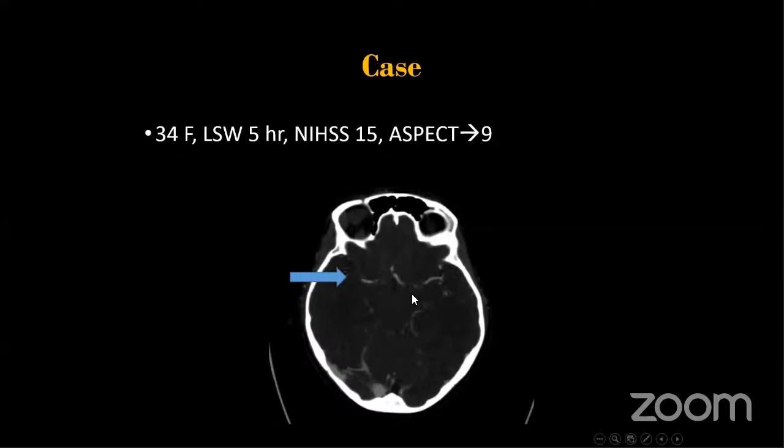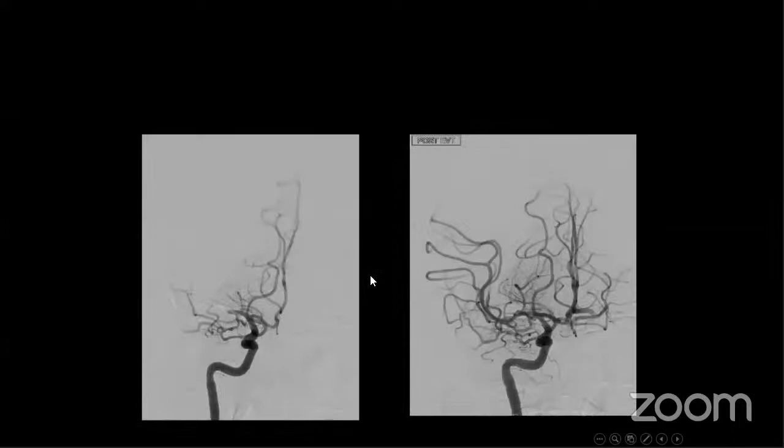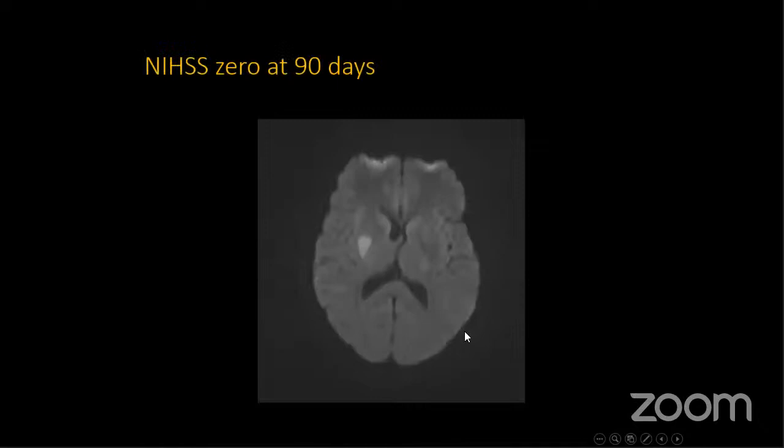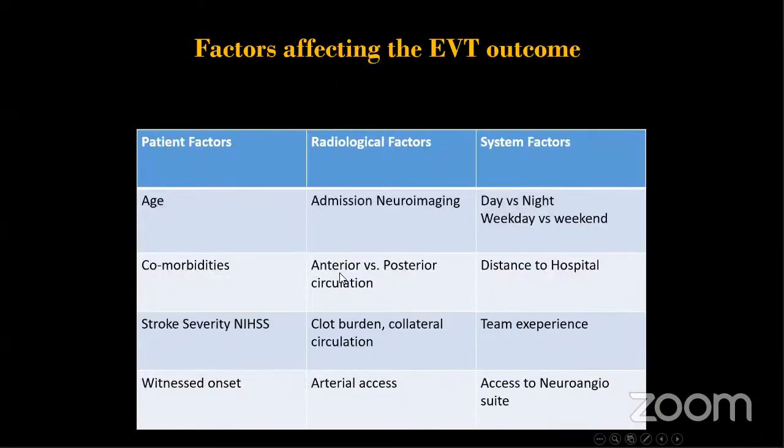She has an ASPECTS of 9 on the plain CT, and there is an M1 occlusion. This patient underwent endovascular treatment with the Solumbra technique, and there was a full recanalization of the MCA with TICI 3. And NIHSS was 0 at 90 days, and this is a follow-up MRI.